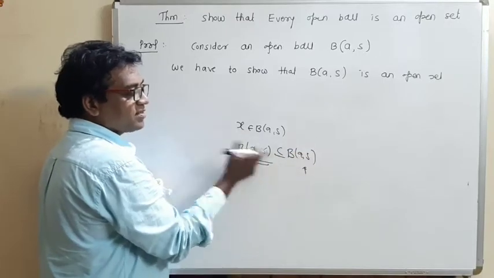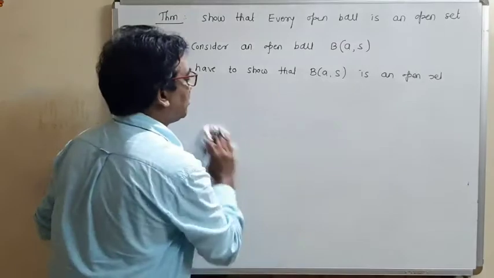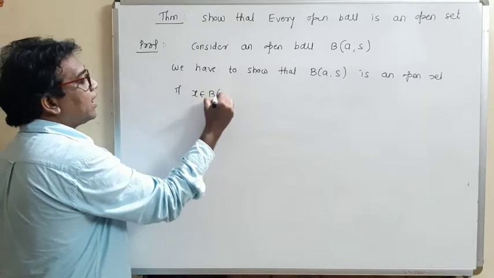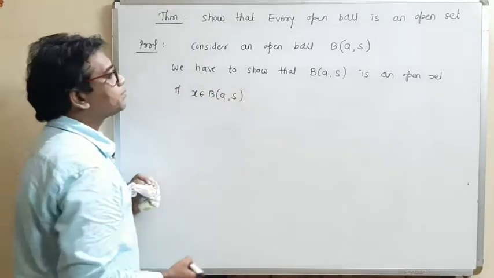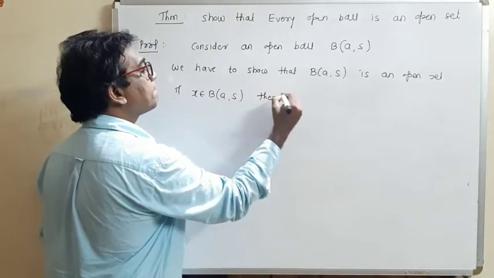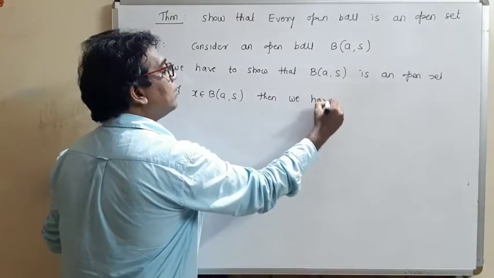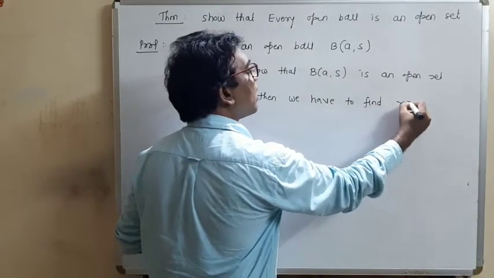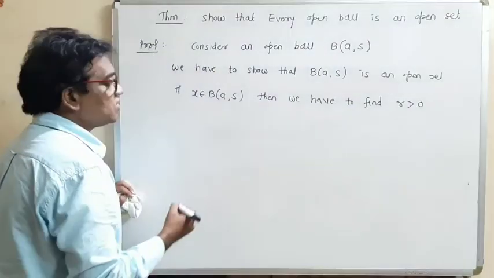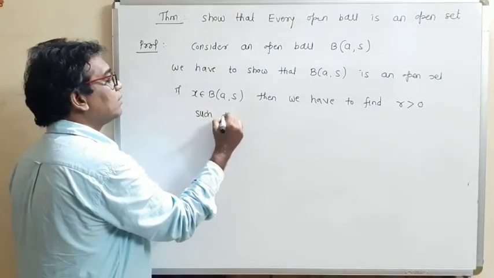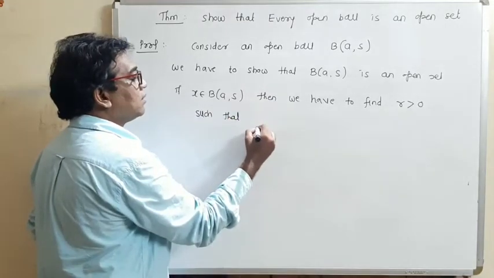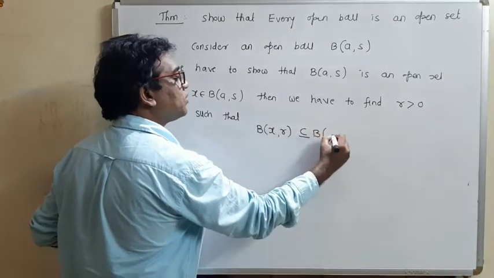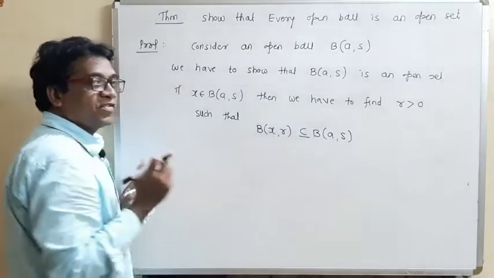Where, what is this x? x is an element of this B(a, s). So write down: if x is an element of B(a, s), then we have to find r greater than 0 such that the open sphere B with center at x and radius r is a subset of B(a, s).